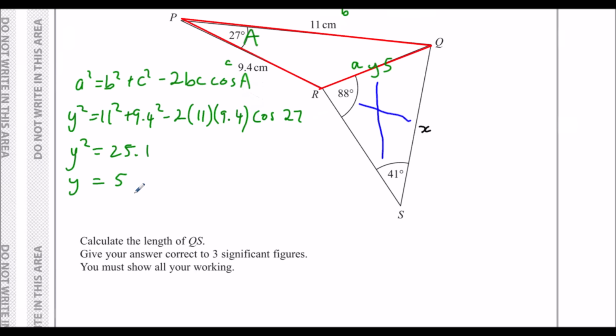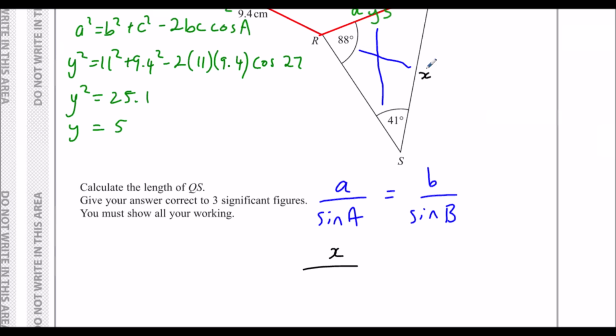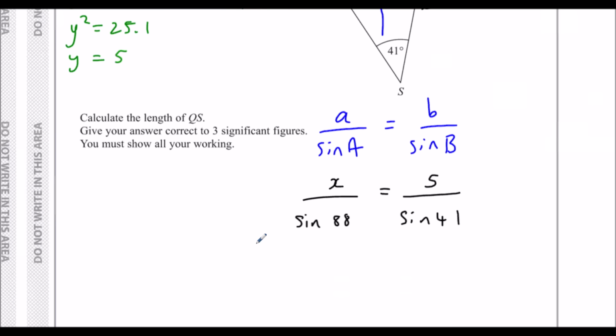Now we can use the sine rule. If we're finding a length, we want to put the lengths on top. So we're going to have a over sine A equals b over sine B. So x over sine 88, that's its opposite, equals our previous answer over sine of its opposite, so sine 41. So to get x by itself, we times by sine 88. So x is our previous answer, which is 5 over sine 41 times sine 88.